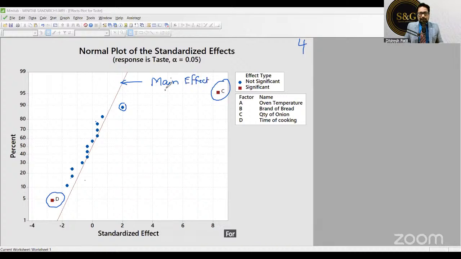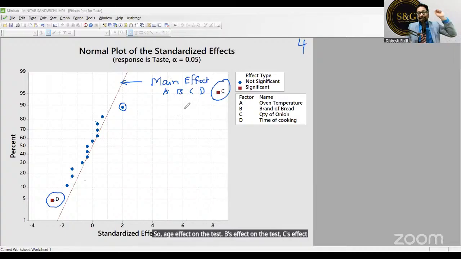For example, A, B, C and D. These are the main effects, which are the main factors. So A's effect on the test, B's effect on the test, C's effect on the test, D's effect on the test. That is called main effect. The main factor's effect on the Y. That is called main effect.